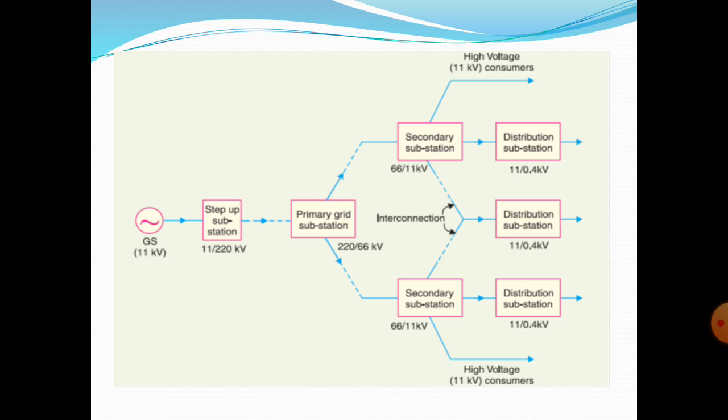This 11 kV is transferred to the high voltage consumers, that means some industries and factories are the examples. Next, the distribution substation also steps down the voltage level from 11 kV to 0.4 kV, that means 440 volt. Single phase means 230 volt. In homes we use single phase or three phase. Single phase means 230 volt, three phase means 440 volt.